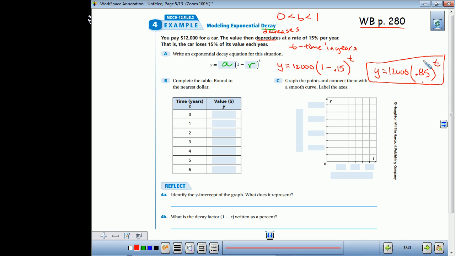Okay, what was the initial price of the car? 12,000. So we could go either way. I could give you information and you give me the equation. I could give you the equation and you tell me about the information. Go ahead and complete the table and graph this.